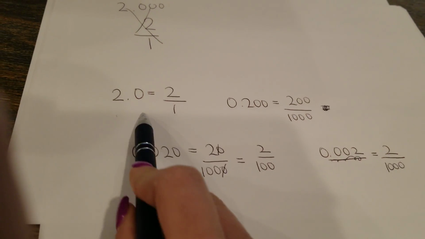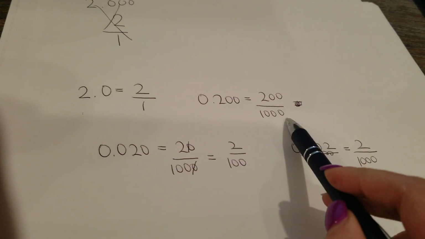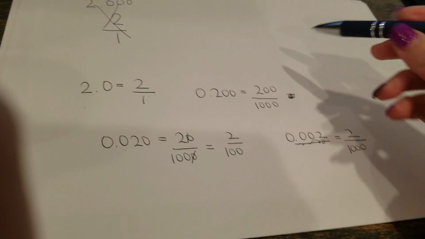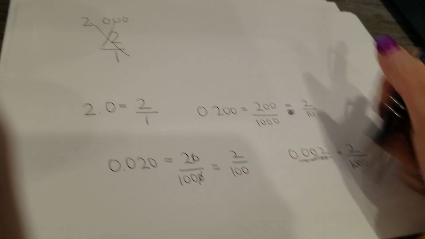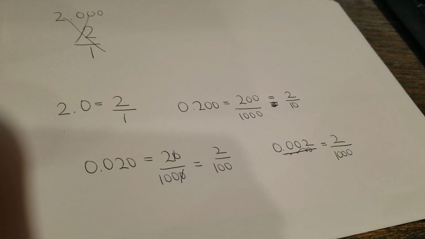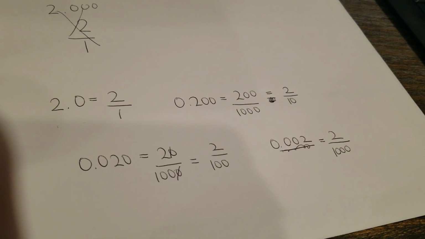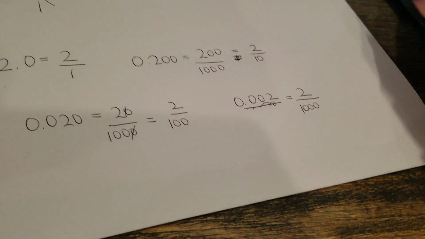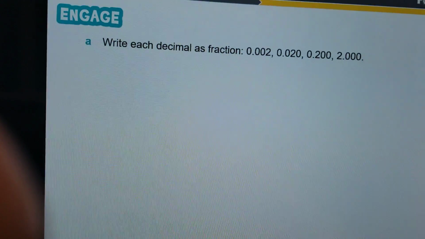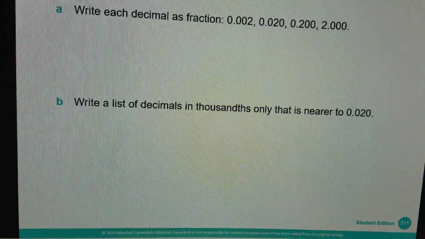So there I have 2 wholes, 200 thousandths, which by the way is equal to 2/10 if I continue to simplify it. That's our biggest one. And then I have 200ths, and then I have 2,000ths. Let's see if this has answers for us. Oh, it doesn't. Okay, now it's another question.